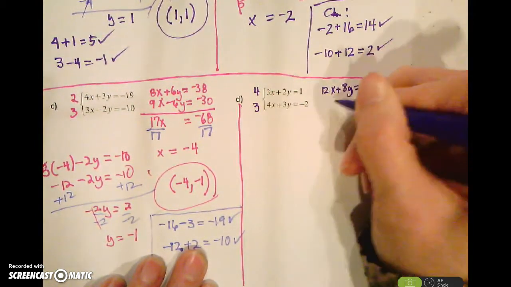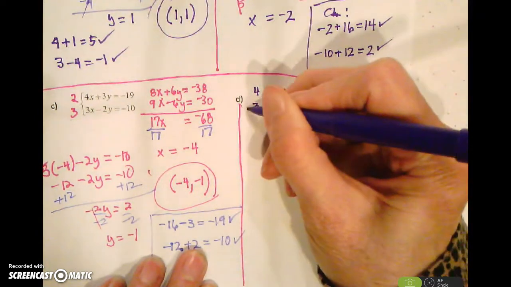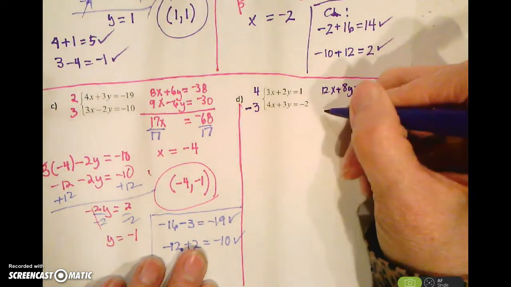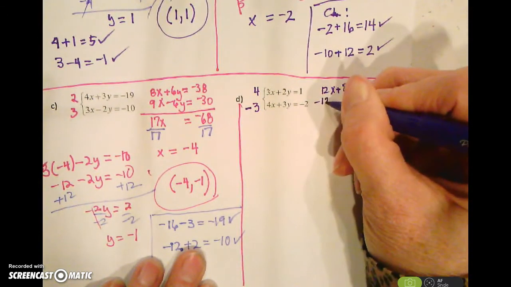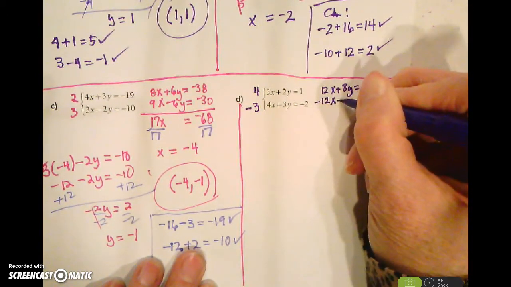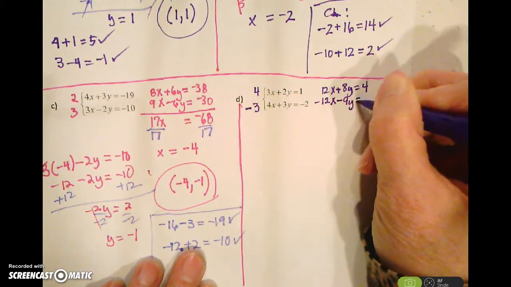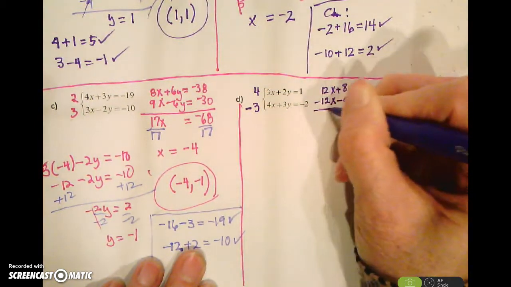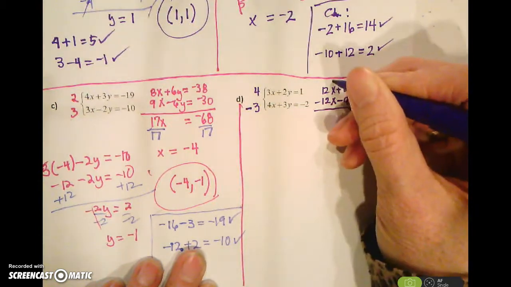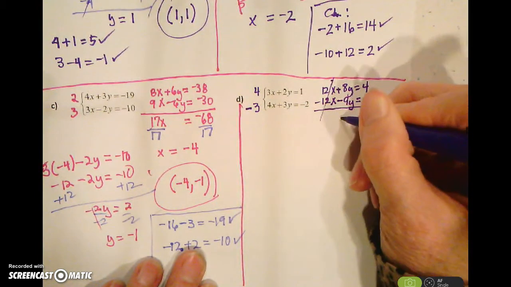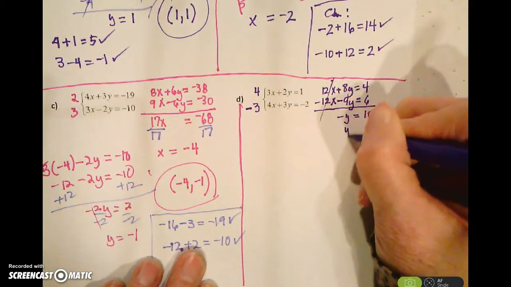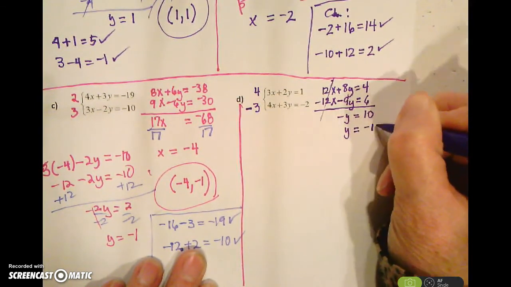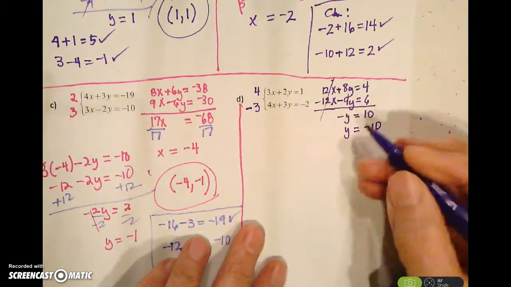Multiply the second row by 3 and get a negative 3, because I need to also get the opposite sign. So I'm going to then multiply by negative 3 and get negative 12x, negative 9y is equal to positive 6. I'm going to add them, and these x's are going to eliminate, and I will get negative y is equal to 10. So y is equal to negative 10.